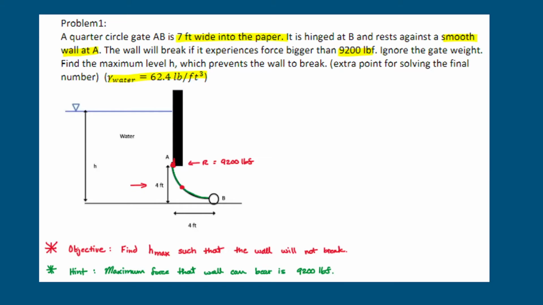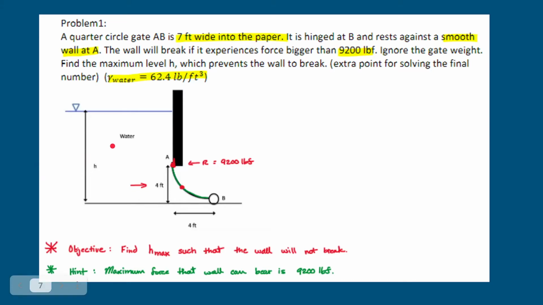After reading through the question, we can highlight what pieces of information are important to us. The first bit of information that is important is that the quarter circle gate is 7 feet wide into the paper, so this is going to be going into the X direction. The second bit of information that is important is that the gate rests against a smooth wall at A, right here. This lets us know that there is no friction that comes into play at this contact point.